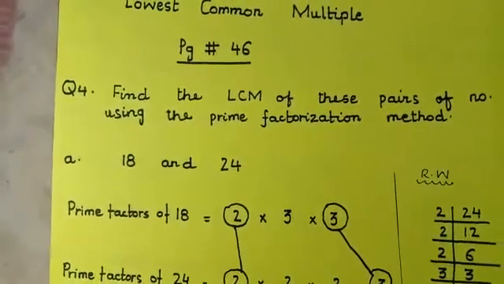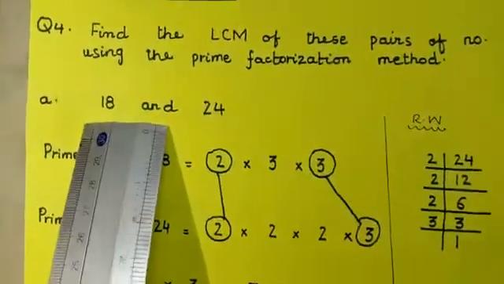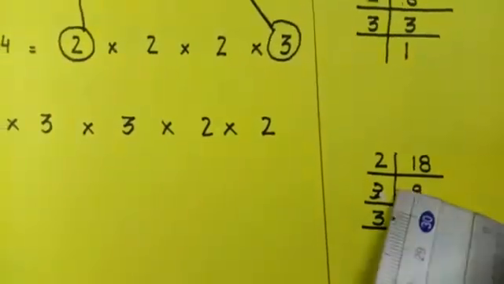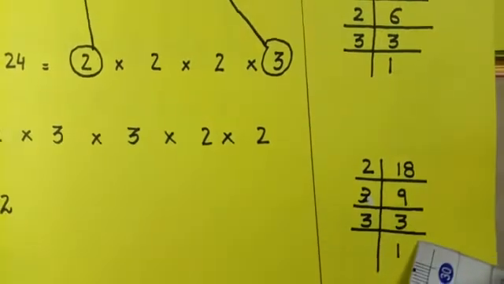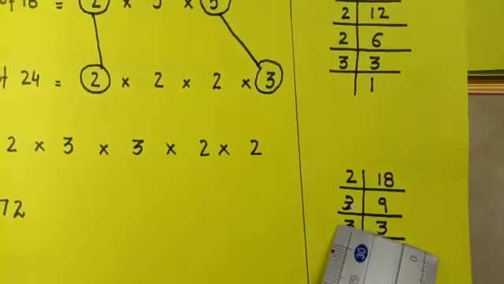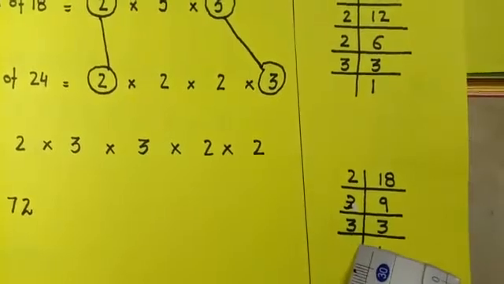I'll tell you. Okay, first of all we are going to find the factors of 18. 18 comes in the table of 2 at which number 9. 9 comes in the table of 3 at which number 3. 3 comes in the table of 3 at which number 1. So the factors of 18 are 2 multiplied by 3 multiplied by 3.